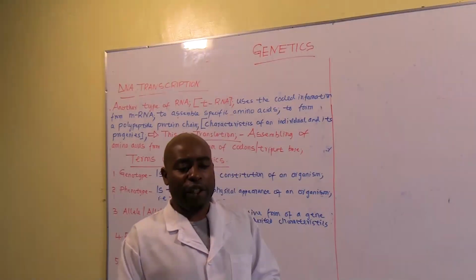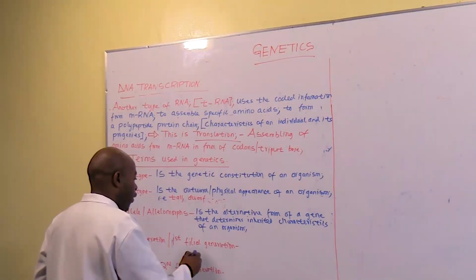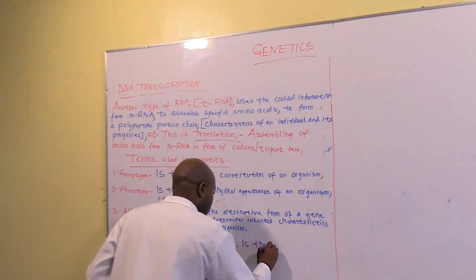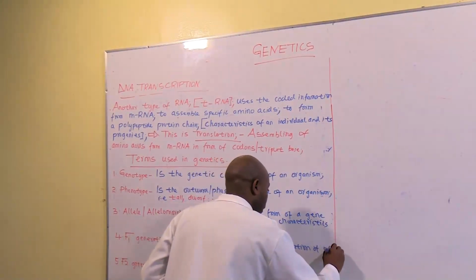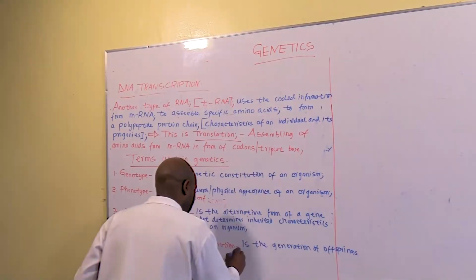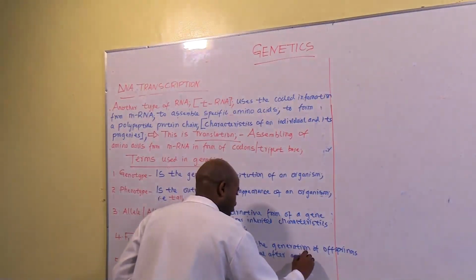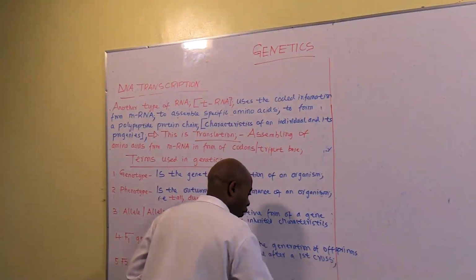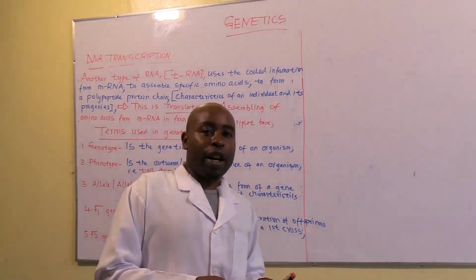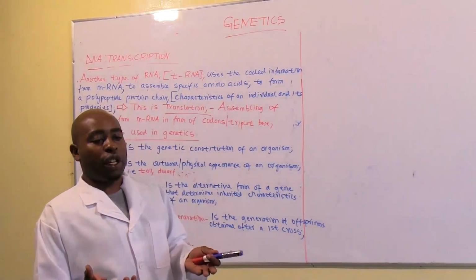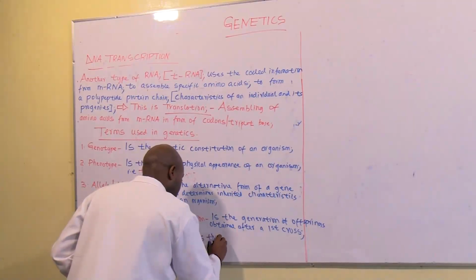Let us start with the F1 generation. So F1 generation is the generation obtained after crossing, or after the first cross. This is the generation of offsprings obtained after a first cross. So after that first cross, the set of offsprings that will be displayed, that is the F1 generation. Then F2 generation is the generation obtained after crossing the F1 generation.